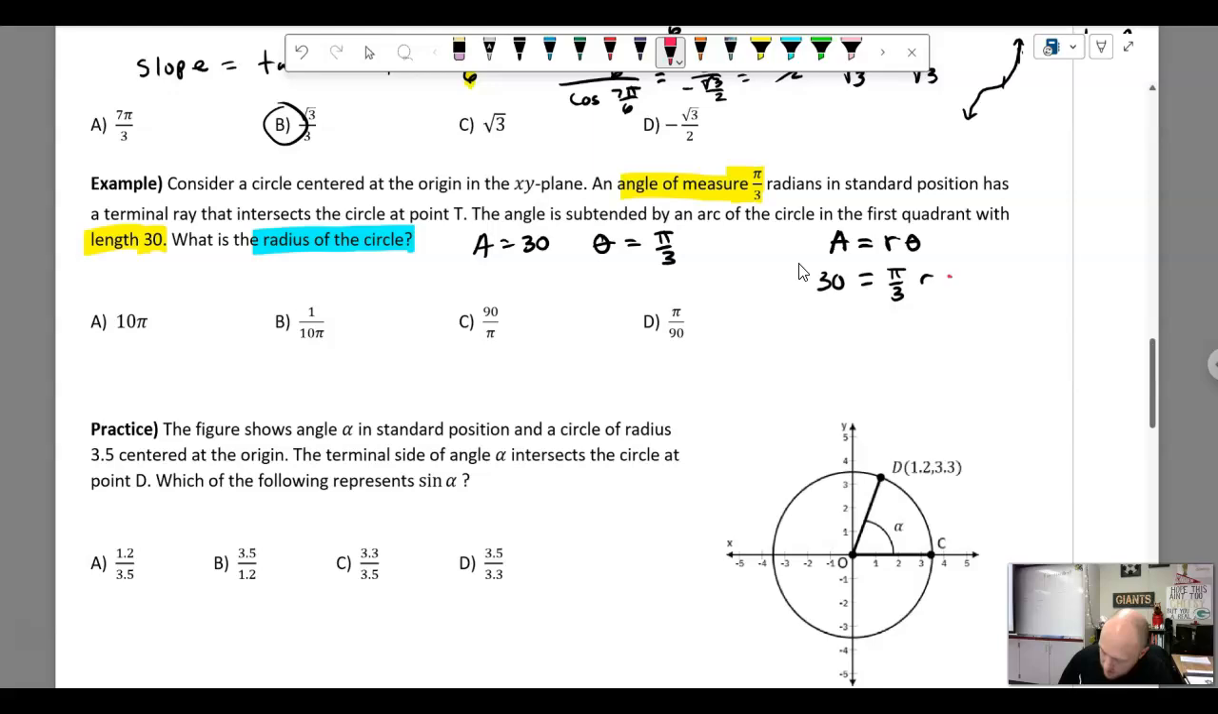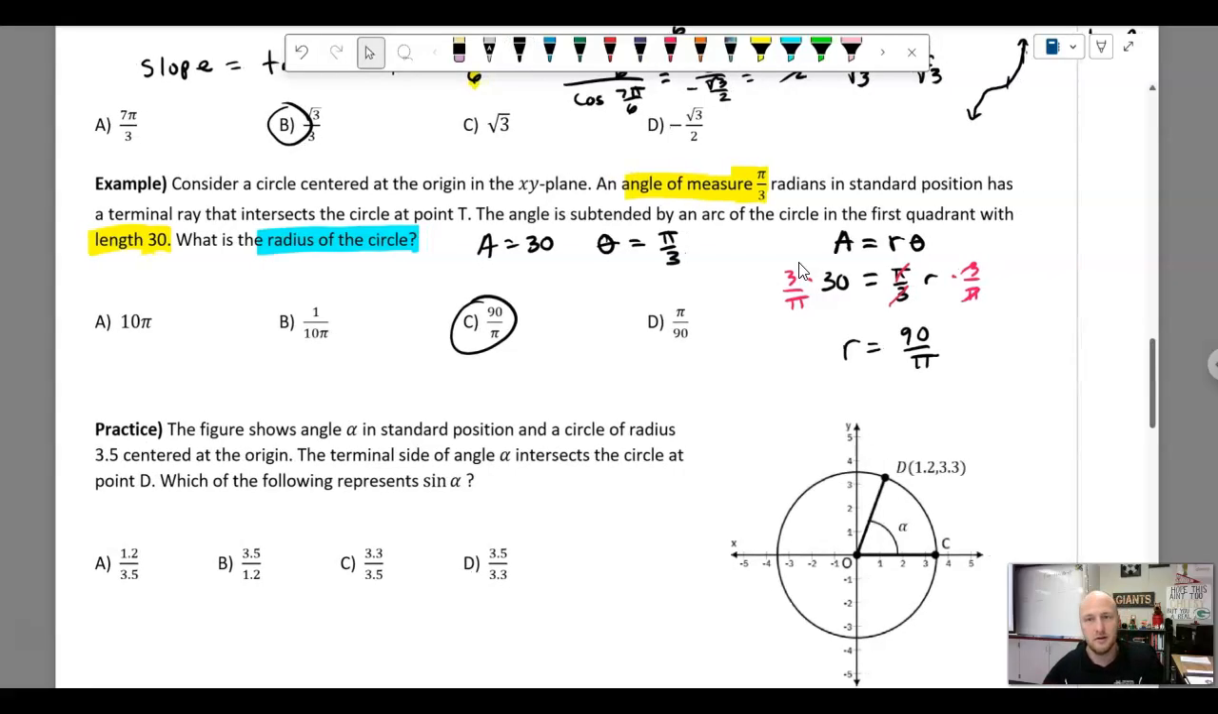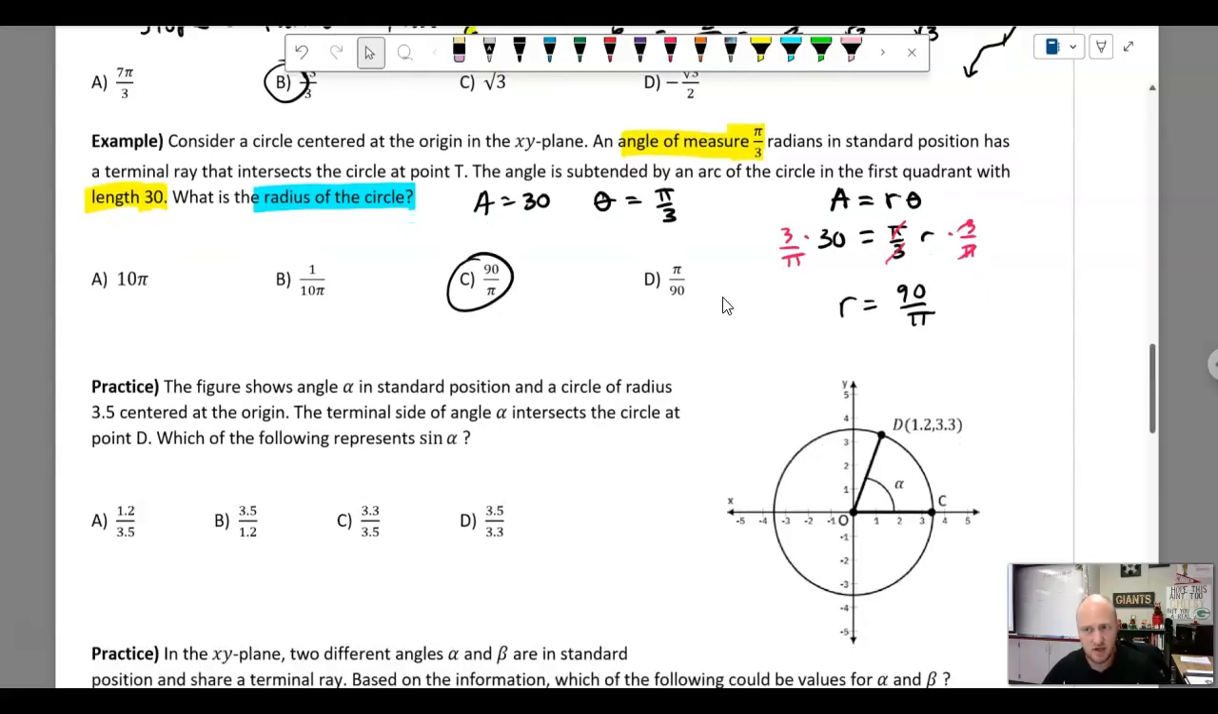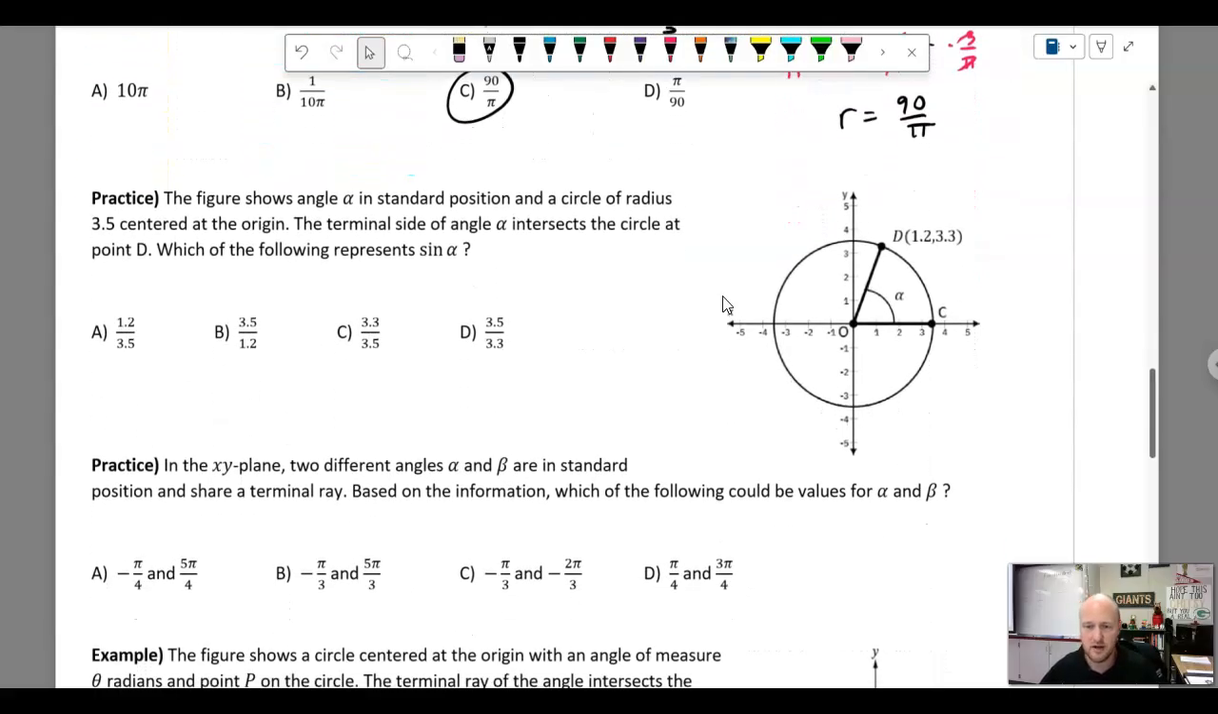So I'm going to get rid of the pi thirds by multiplying by 3 over pi. And these cancel. So we get r. R is equal to 90 over pi. Do we have that? We do. Answer is C. Okay? Nothing too crazy here, guys. Just a couple of formulas and straightforward math.